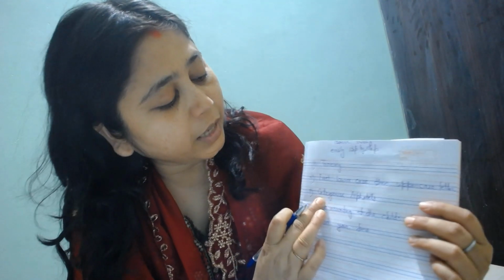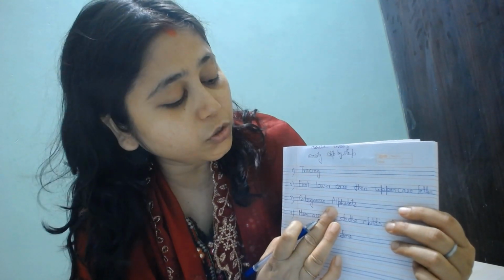And third is categorize the alphabet. I will teach you how you can categorize the alphabet. And the fifth is move according to your pace. And the fifth rule is, children, invest your time. You have to write one page of cursive each and every day, and you can tell your mama to observe you.